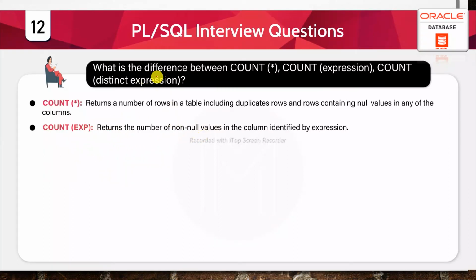Next question we have, what is the difference between count star, count expression and count distinct expression? So basically count star will return the number of rows in a table including duplicate rows and rows containing null values. So count star will count all the rows even though those rows are duplicates, even though the rows are null in any of the columns.